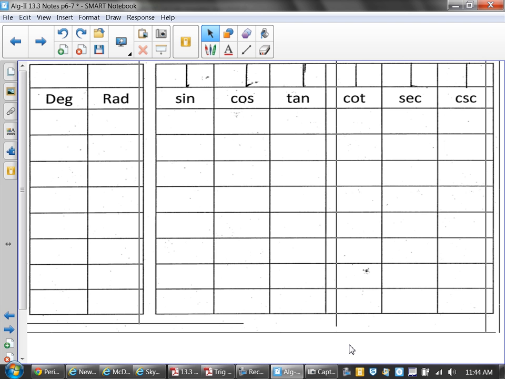On here, you'll notice there's 2 special right triangles on the upper right-hand corner. Which one is which? What I would recommend you do is you fill in your special right triangles.